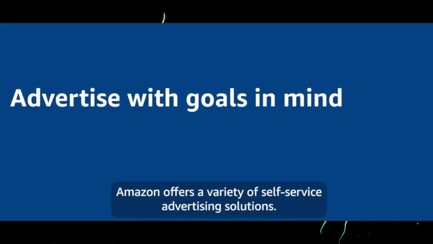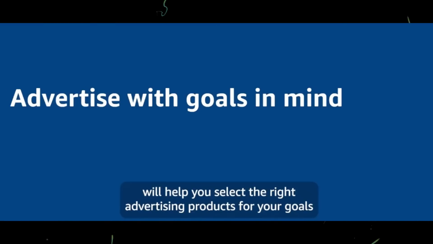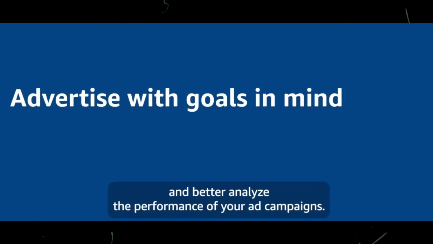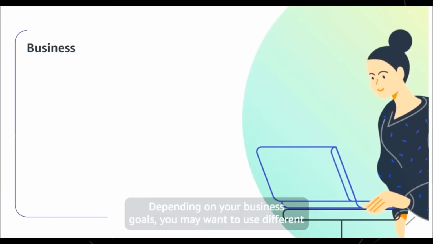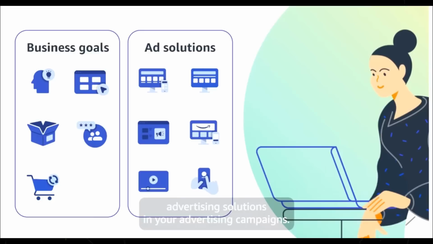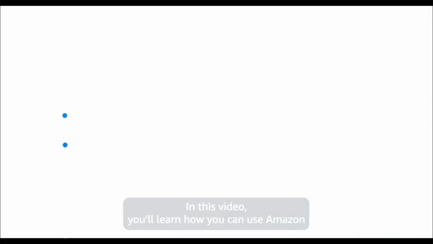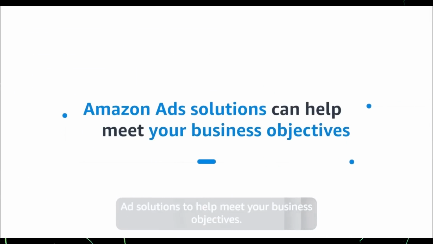Amazon offers a variety of self-service advertising solutions. Understanding your business goals will help you select the right advertising products for your goals and better analyze the performance of your ad campaigns. Depending on your business goals, you may want to use different advertising solutions in your advertising campaigns. In this video, you'll learn how you can use Amazon Ad Solutions to help meet your business objectives.